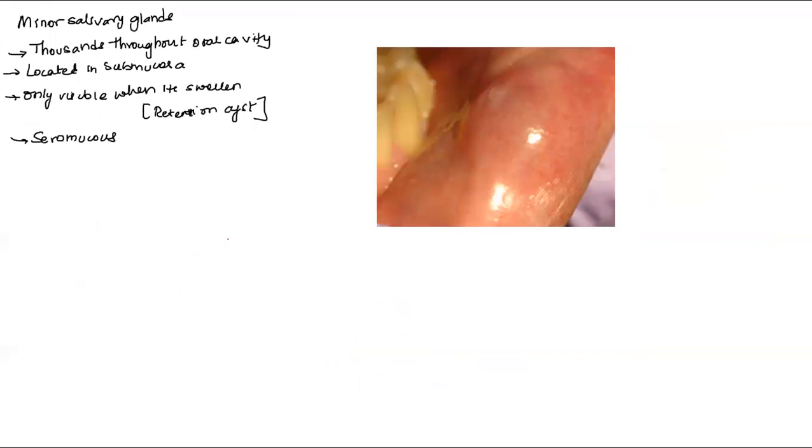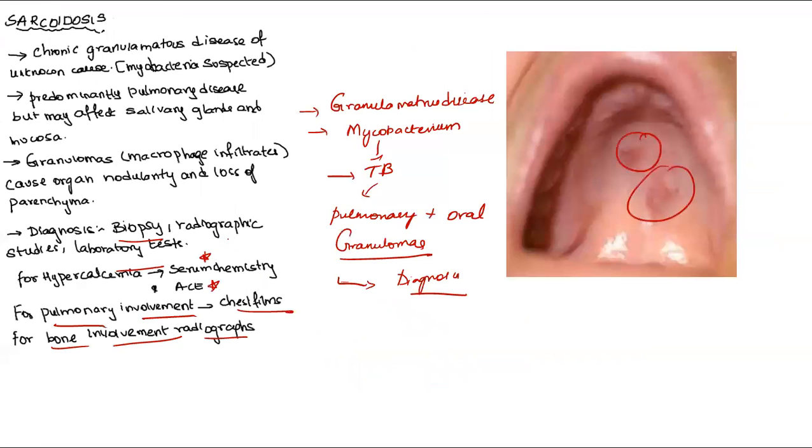Minor salivary glands, there are thousands and thousands, and they are only visible when there is any inflammation. Suppose in this diagram, you can see an inflammation, and that's because a minor salivary gland has a focal fluid accumulation. Now coming to sarcoidosis, it is a chronic granulomatous disease of unknown cause, but it is said to be associated with the bacteria mycobacterium, which causes tuberculosis.